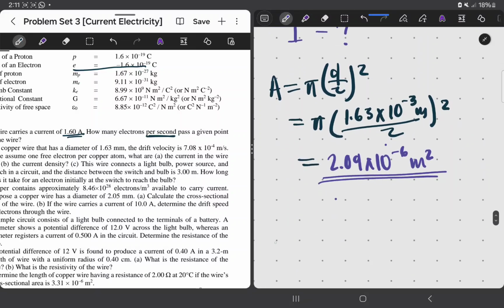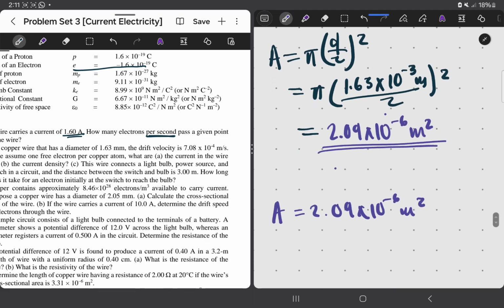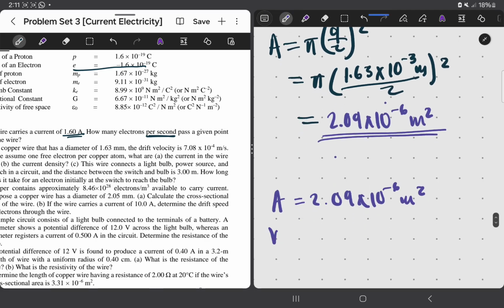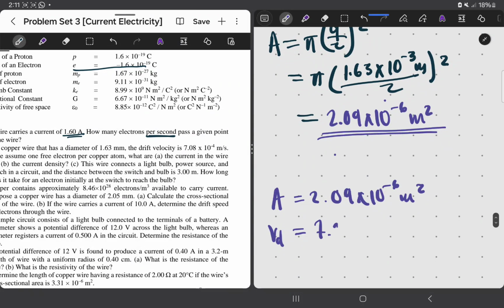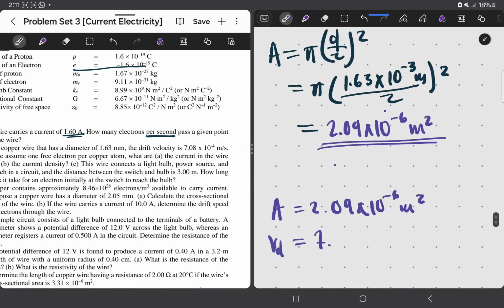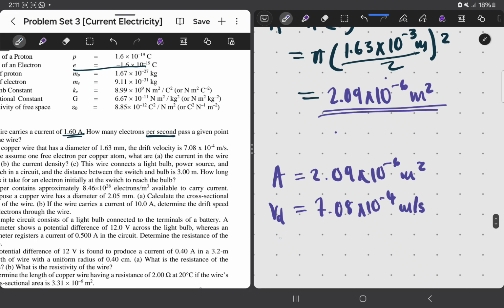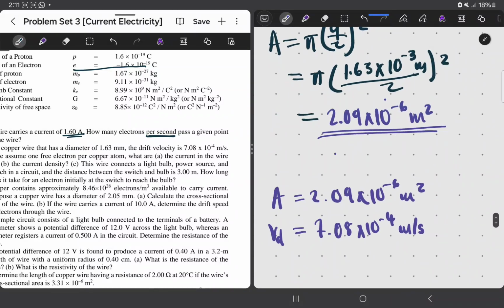So if we rewrite, we now know that we have area, which is 2.09 times 10 to the negative 6 square meters. Then we have the drift velocity, which we've been given as 7.08 times 10 to the negative 4 meters per second. And they've asked us for current. They've asked us, what is it?